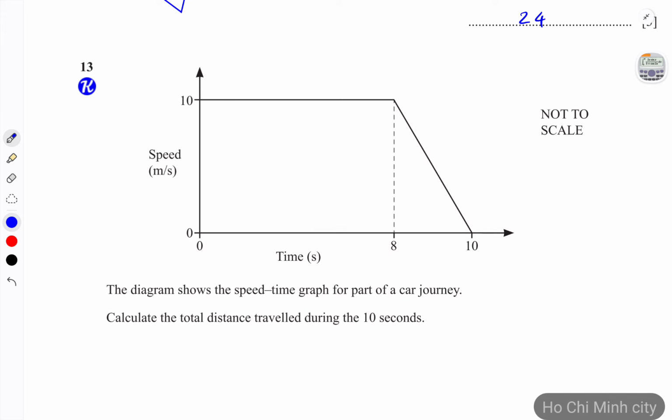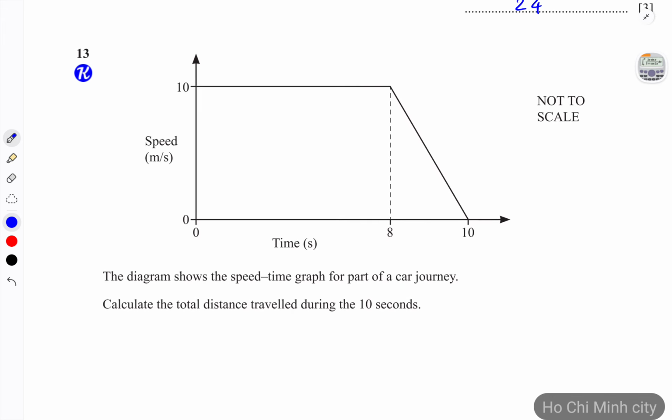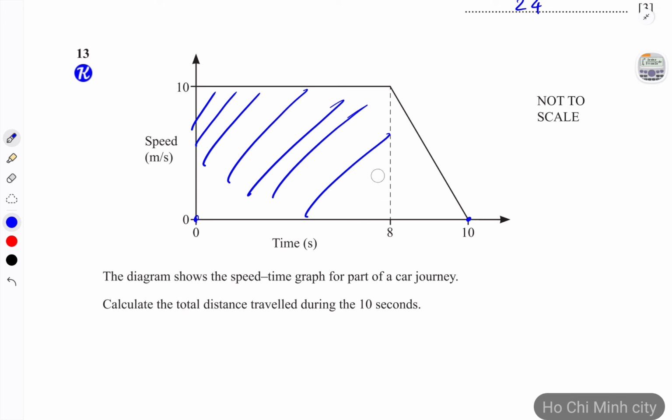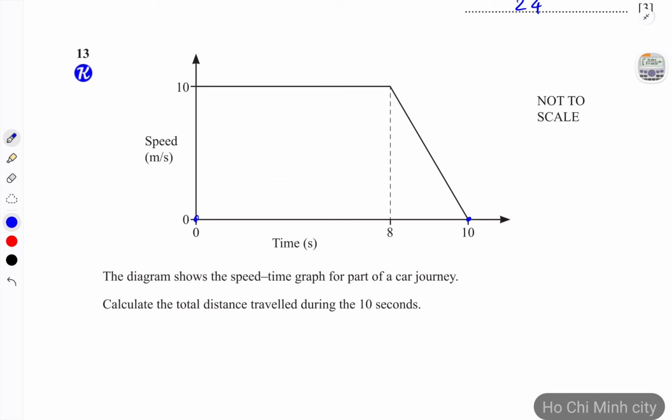The next question. In the diagram of the speed-time graph, we need to calculate the total distance traveled during the 10 seconds. The 10 seconds is from 0 to 10, and the distance traveled is going to be the area under the graph. So this area. So that is the sum of the area of the rectangle and a triangle.